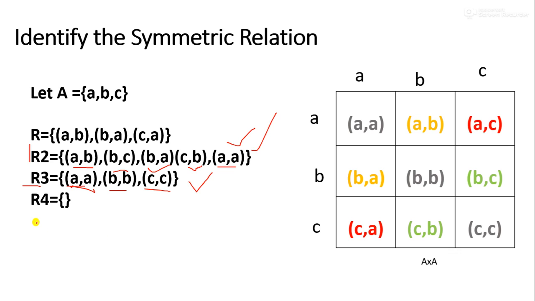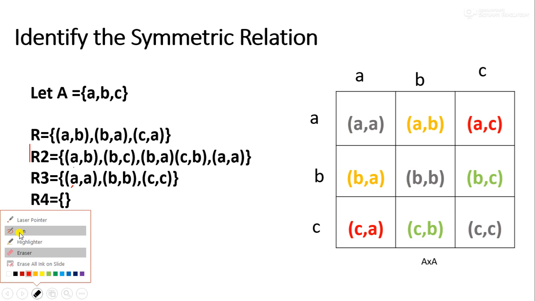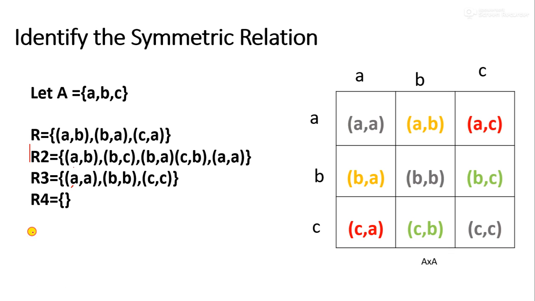Here we have another relation, R4, which contains nothing. This relation is known as the empty relation, and we can denote it as phi. Is this relation symmetric or asymmetric? This relation contains nothing, so it doesn't contain any element that violates symmetry. Therefore this relation R4 is also a symmetric relation.